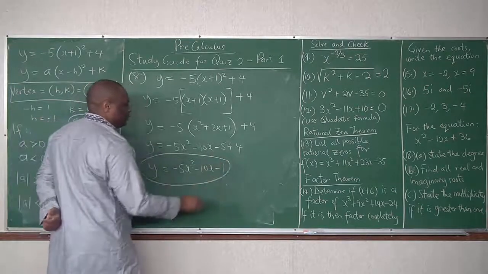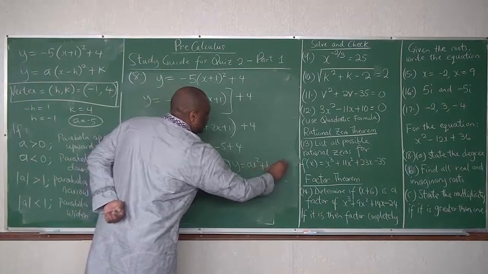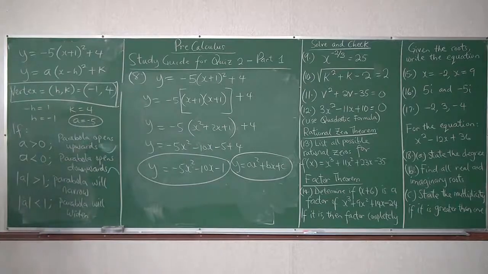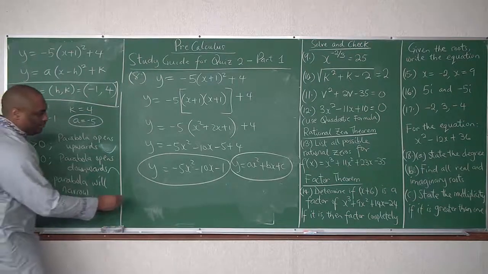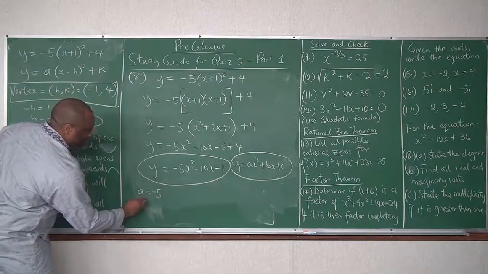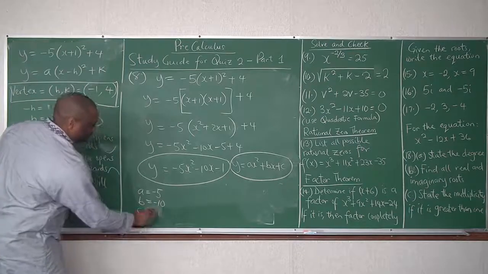Now you compare this with y equals ax squared plus bx plus c. Right? Now if you compare it with that, what will happen? A is what? A is -5, B is what? -10, and C is what? -1.